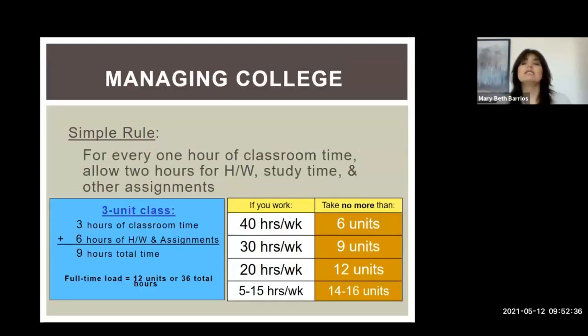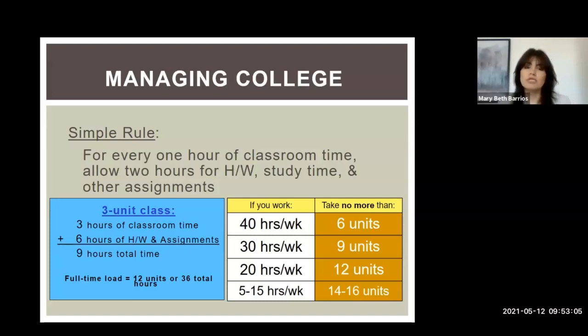So when you're managing class, we know that you have a lot of other responsibilities. Some of you may have children or dependents. Some of you may be working. Some of you may be taking care of siblings or grandparents or parents. So we wanted to give you an idea of how many hours you can expect to be in a class and how many hours you would spend outside of the class as well.